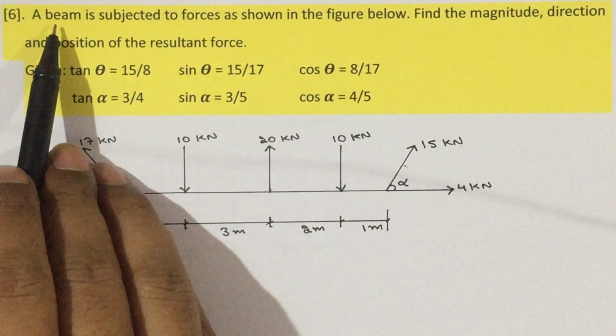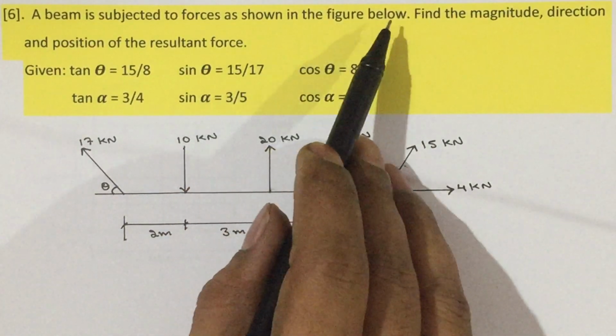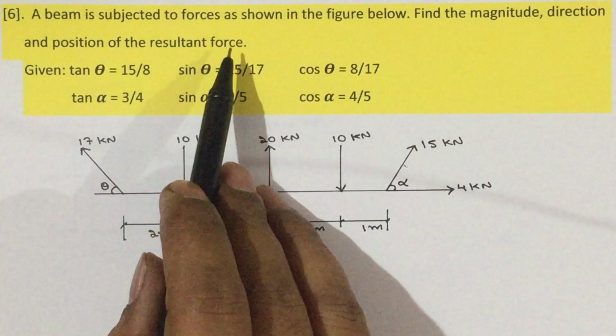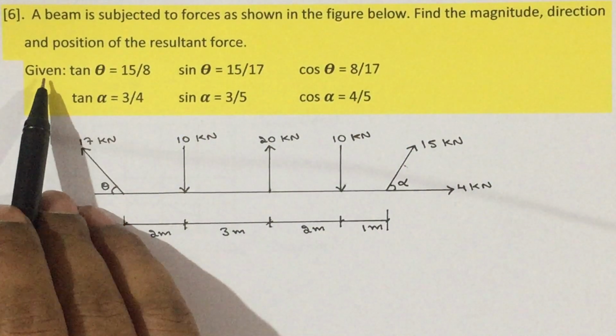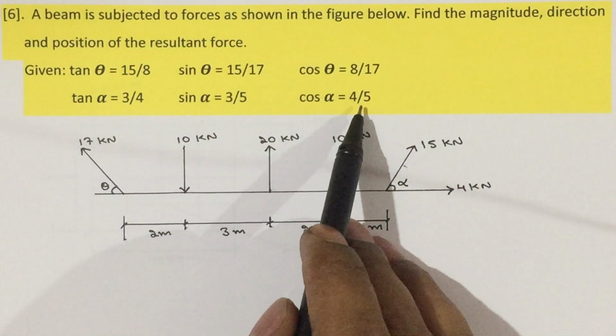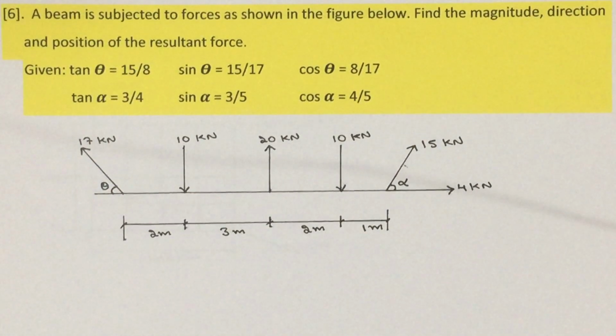Problem number 6. A beam is subjected to forces as shown in the figure below. Find the magnitude, direction and position of the resultant force. Here the theta and alpha values are given. So it is the given problem.